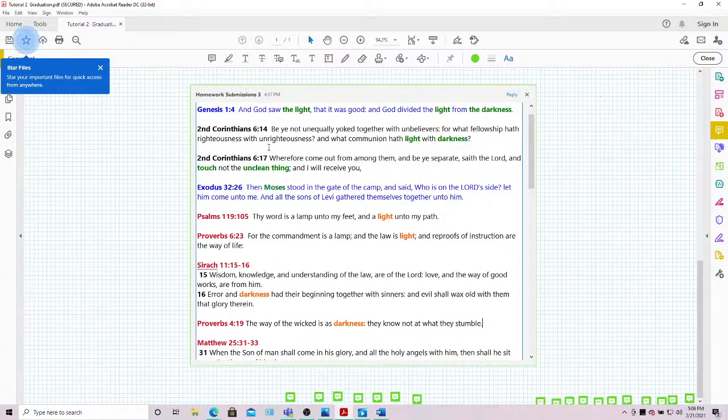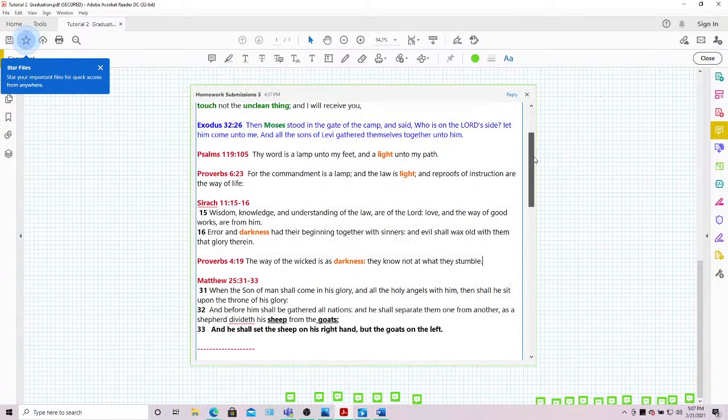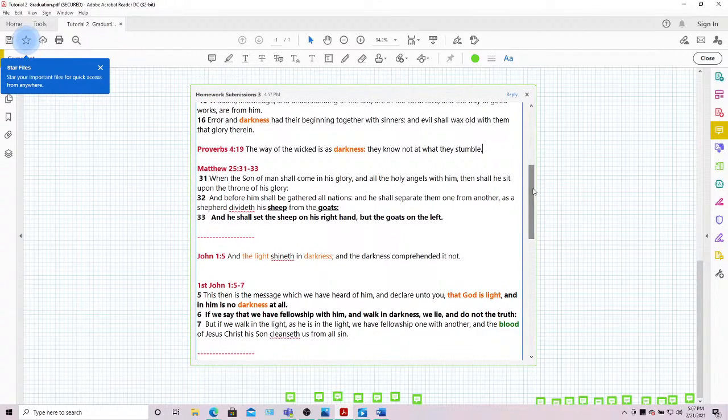For what fellowship has righteousness with unrighteousness? And that's a question. None. And what communion has light with darkness? So truth with wickedness. None whatsoever. And I'm going to show you why. So that light and the darkness, I tagged those words in green too, because those are key words that we'll throw in a preceptor. And once you throw those in there and you start searching, you'll find these right here that answer that question that Paul was asking.